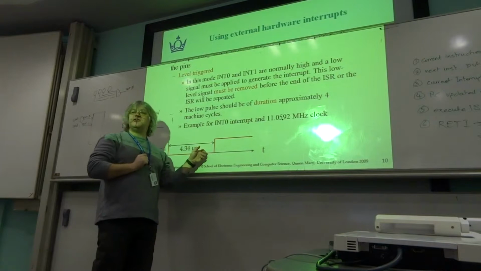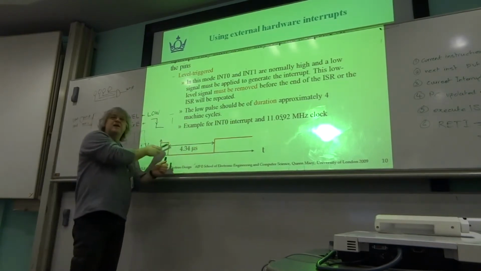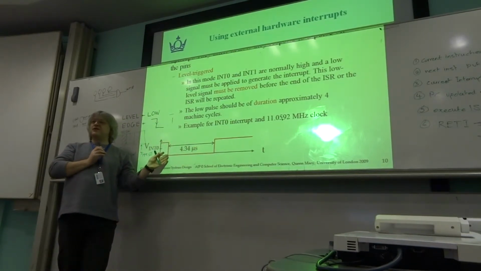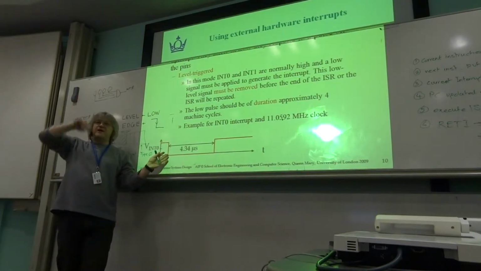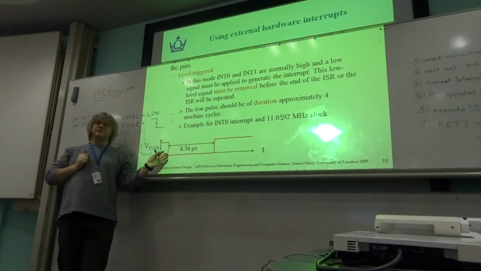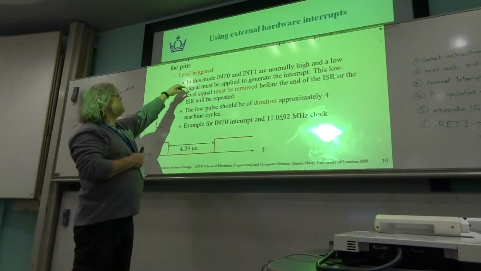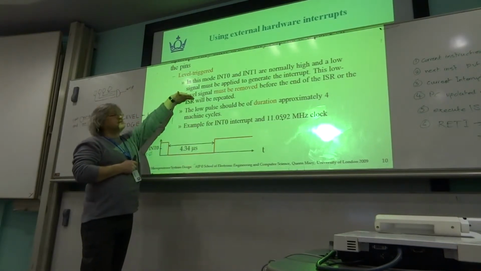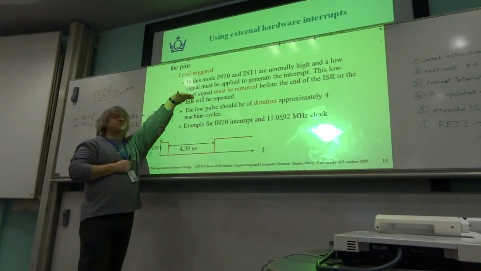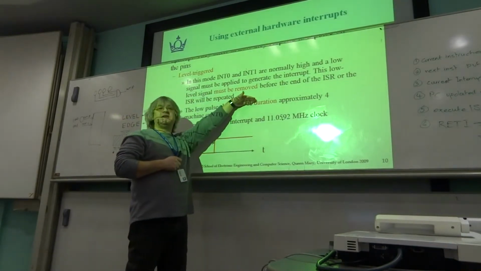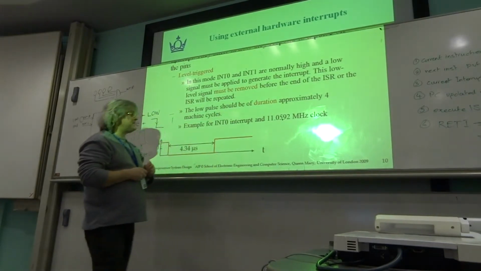There's another limitation on level triggering. When it does go low, it has to go low for typically about 4 machine cycles. So if it goes low and quickly back high again, in less than 4 machine cycles, it might not trigger the interrupt. Okay. So that's this point here. So in level triggered, the signal has to be high again by the time the interrupt routine finishes. Otherwise, we'll regenerate the interrupt. And when it does go low, it has to be low for at least 4 machine cycles.